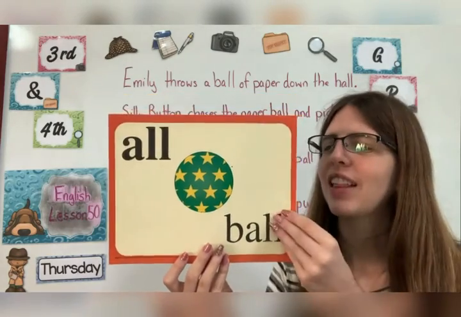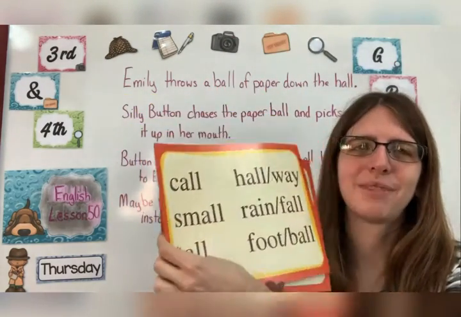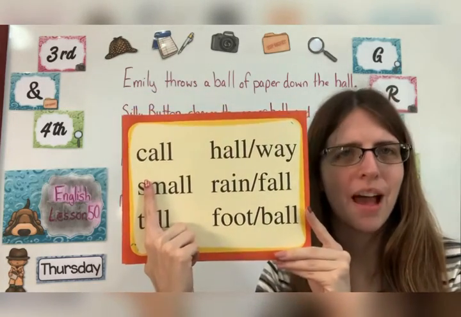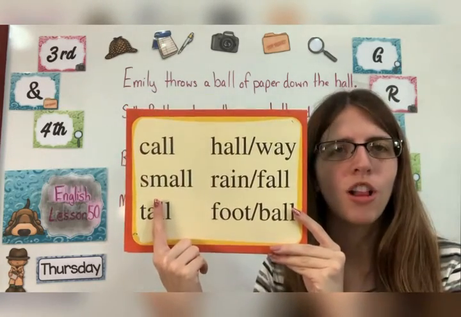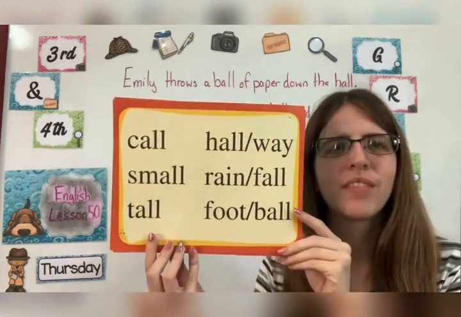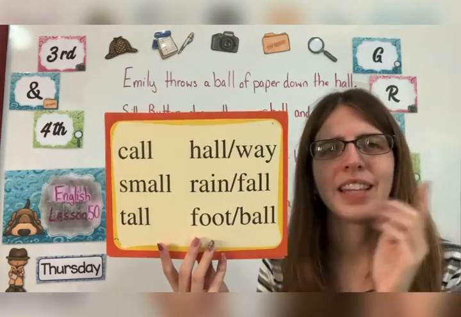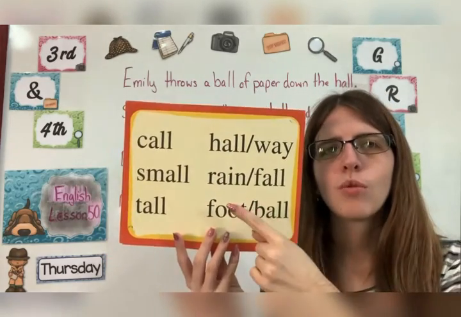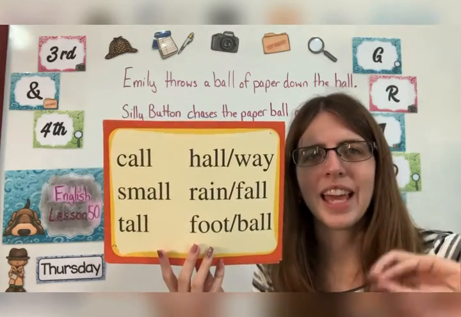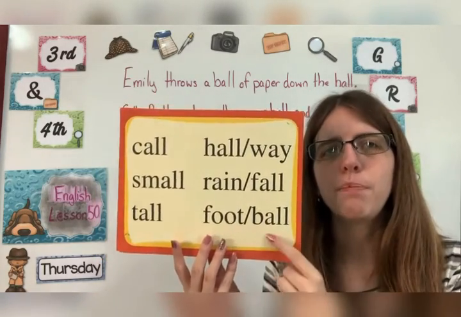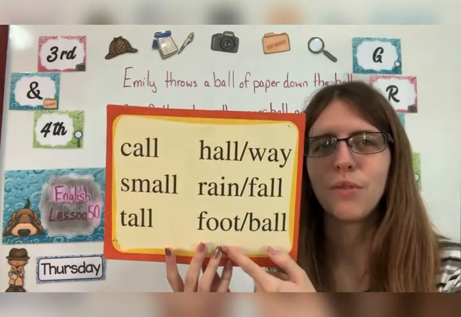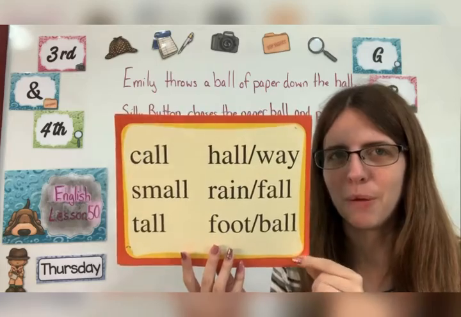Let's look at the kinds of words that use this. So we have call, that's like a llamada. Small, pequeño. Tall, alto. Hallway, it's like a corredor. Rainfall, it's when la lluvia está cayendo. Football, okay, it's spelled differently than Latin football. So football, this is American football.